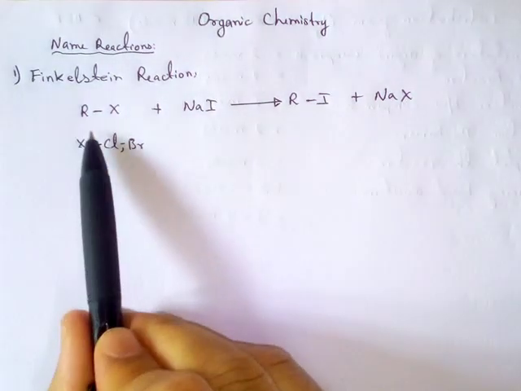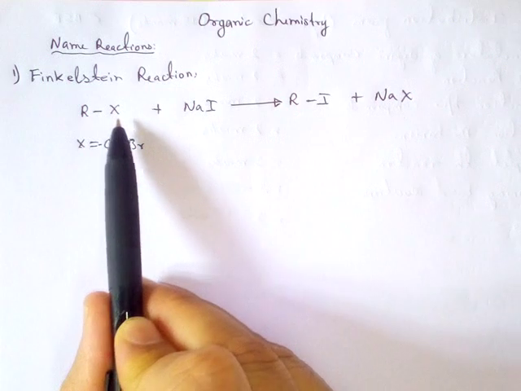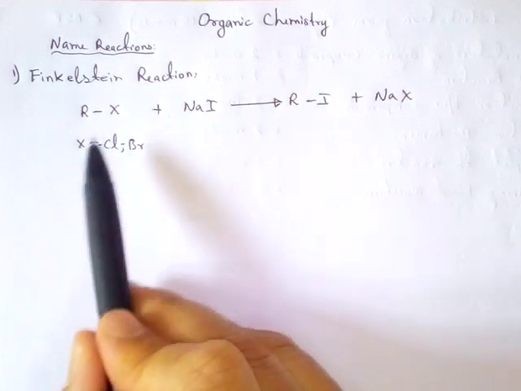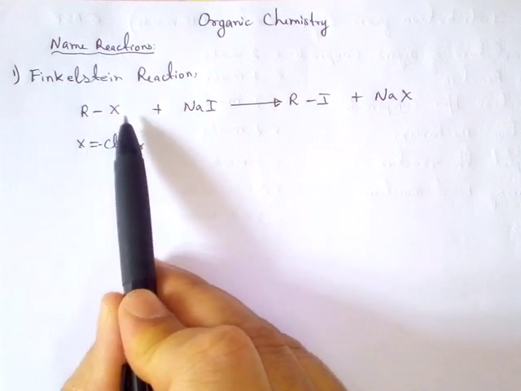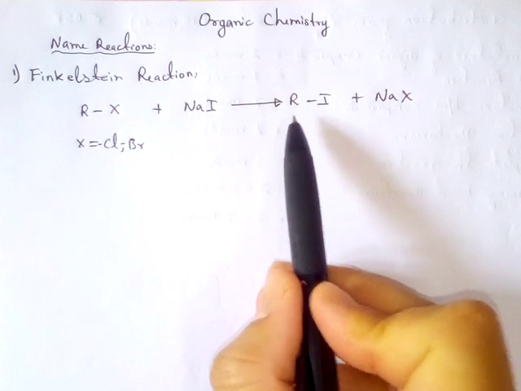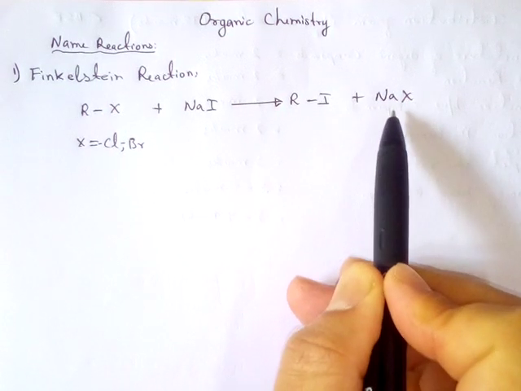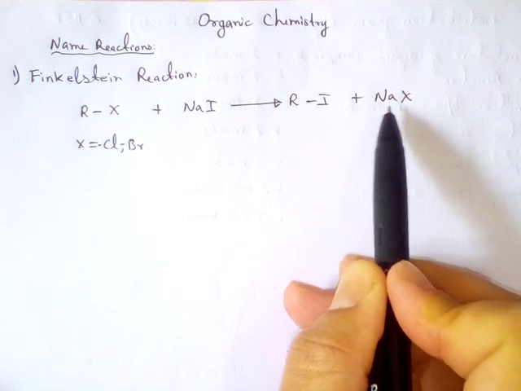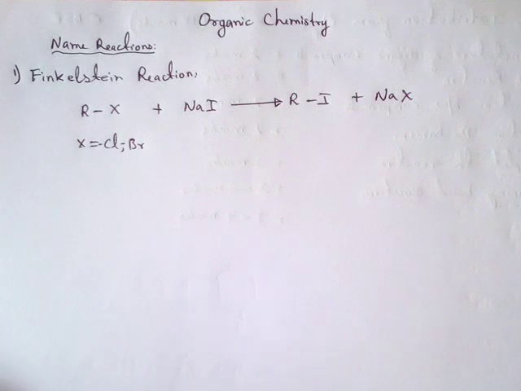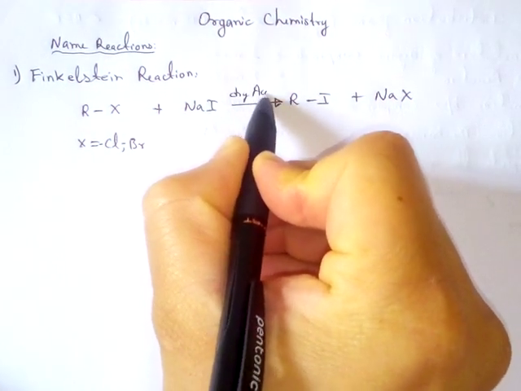You can see here RX, R is your alkyl group, X is your halogen. For halogen you have two options, either chloride or bromide. So when this alkyl halide is reacted with sodium iodide, it forms alkyl iodide as a major product, and will have a side product as NaX, or NaBr or NaCl. In the presence of dry acetone, we need dry acetone.